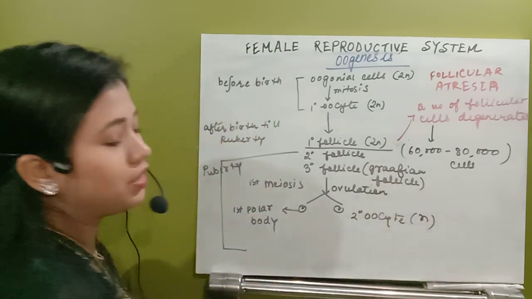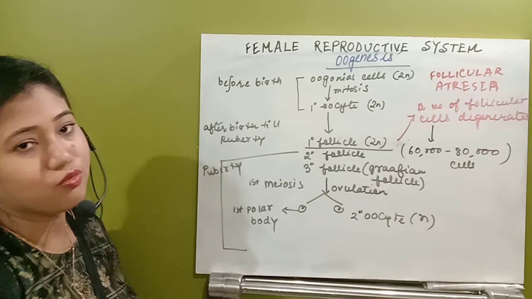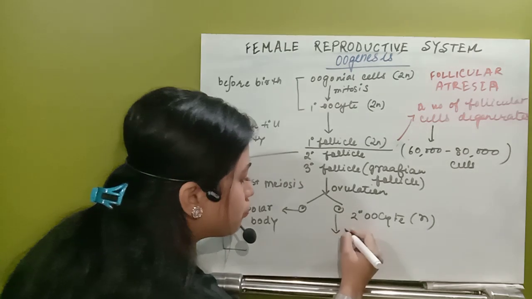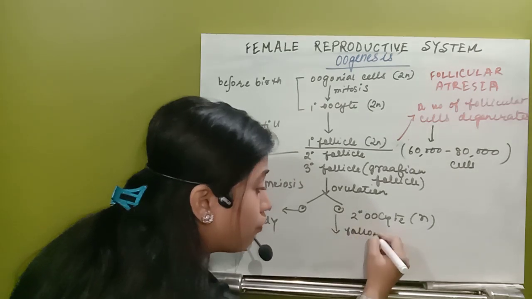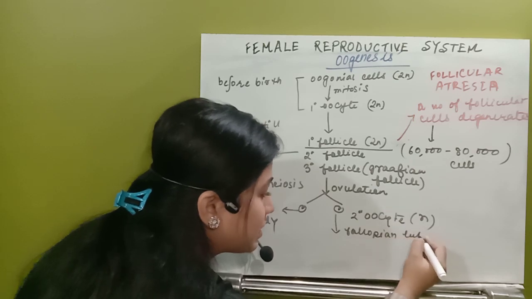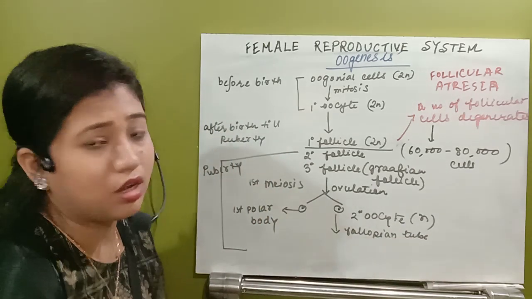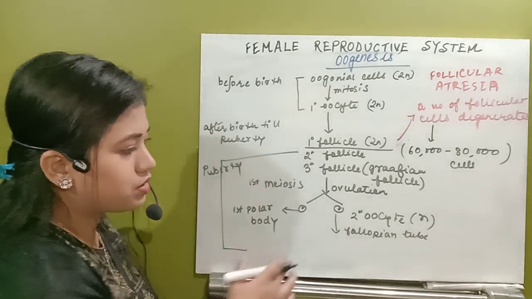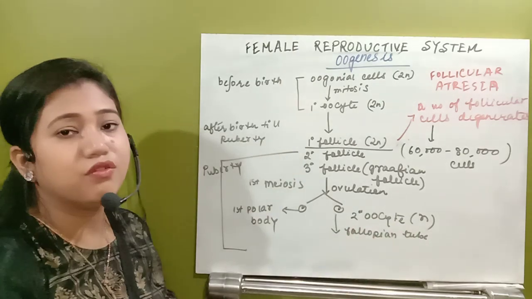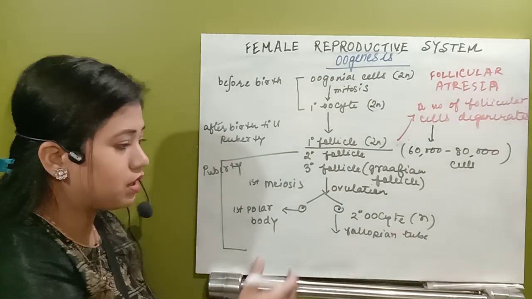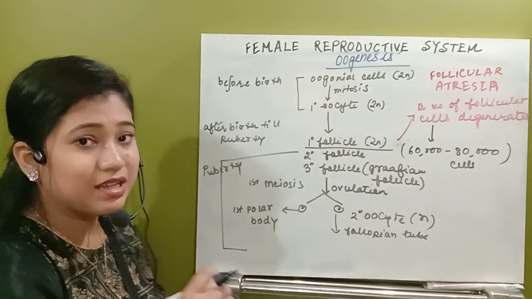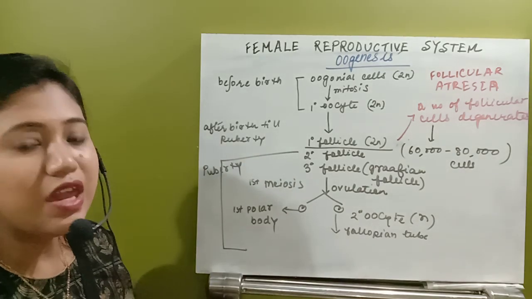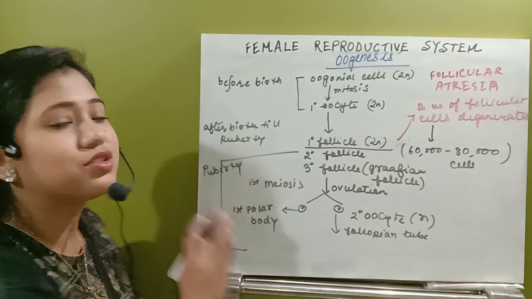That secondary oocyte will have only n number of chromosomes, or only 23 chromosomes. That secondary oocyte will go to the region of the fallopian tube. Which region? That is the ampullary isthmic region, for the process of fertilization. Once this secondary oocyte reaches the fallopian tube, if fertilization does not occur, oogenesis does not complete.